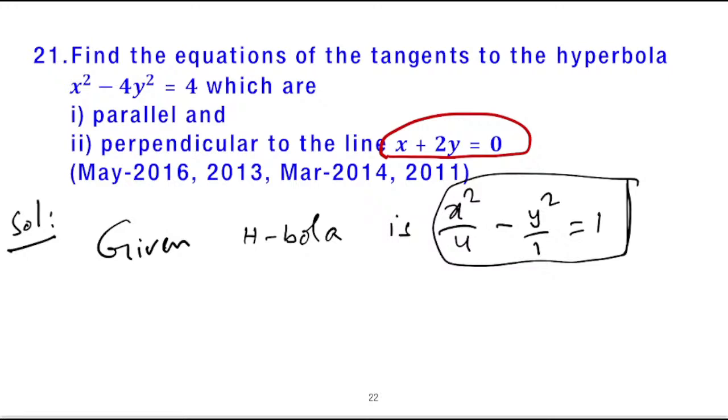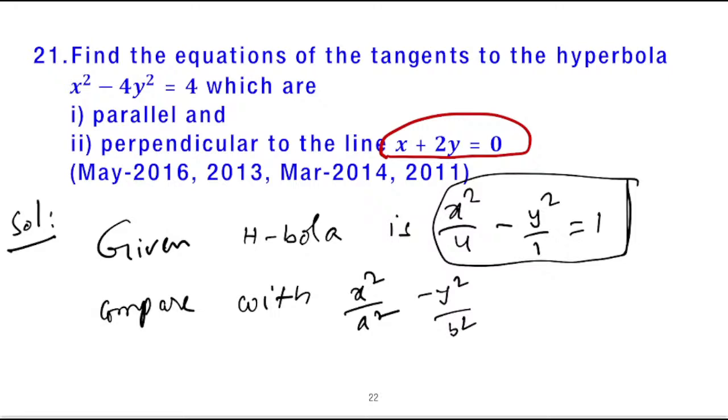Now compare this with our standard hyperbola. So a square is 4, b square is 1. That is what we know. Clear, my dear? First you should do that: get the a square and b square values.